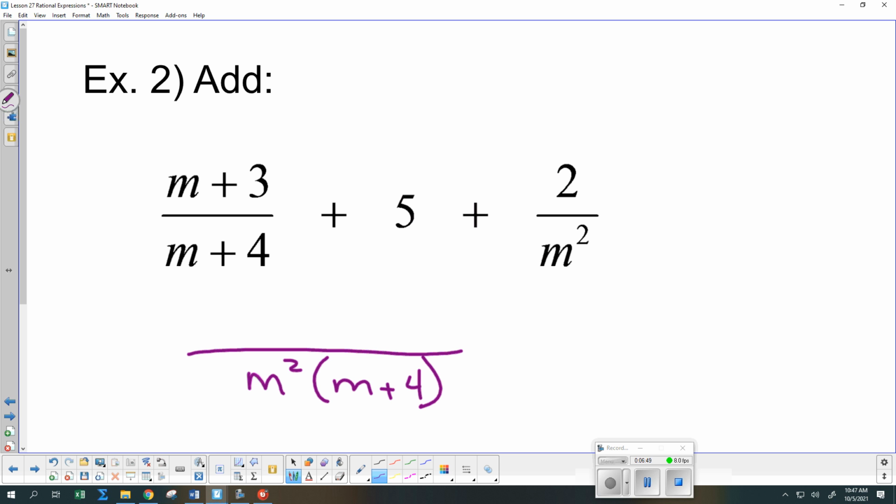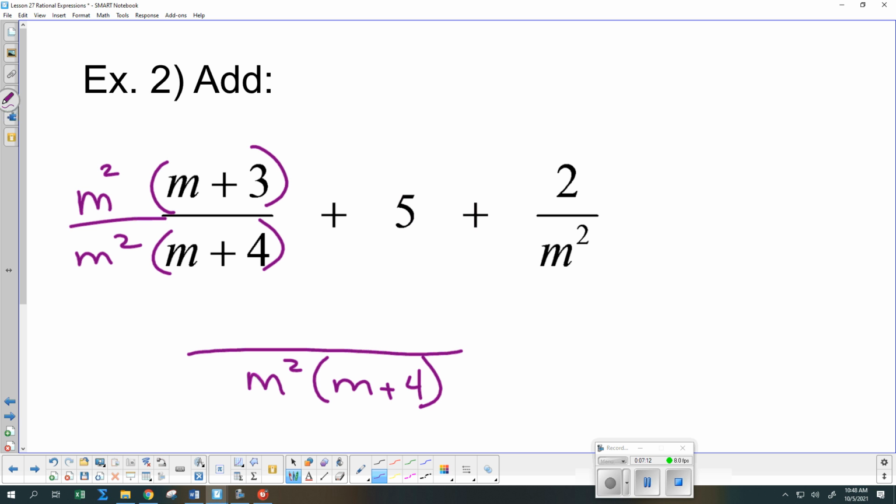Okay, this denominator is m plus 4. It is missing the m squared. It's not okay to just multiply the denominator, so I have to write that twice, that I am multiplying the numerator so that it looks like that, and I put the parentheses in there, because I'm multiplying that whole numerator and whole denominator by the m squared.